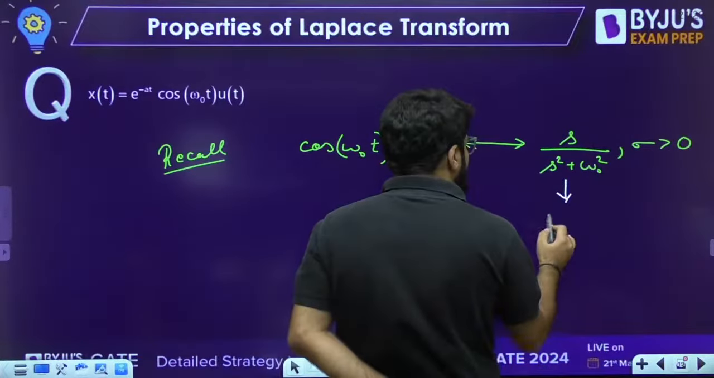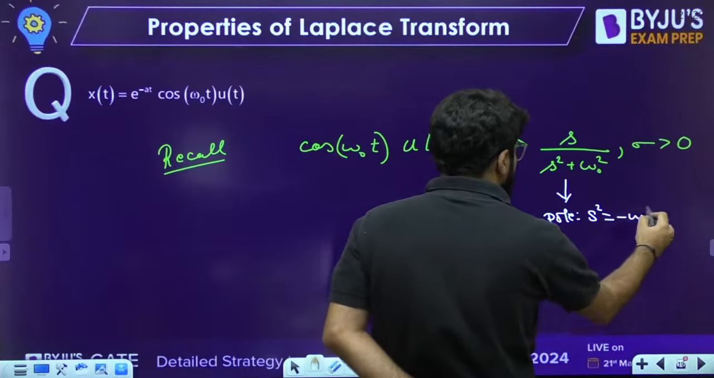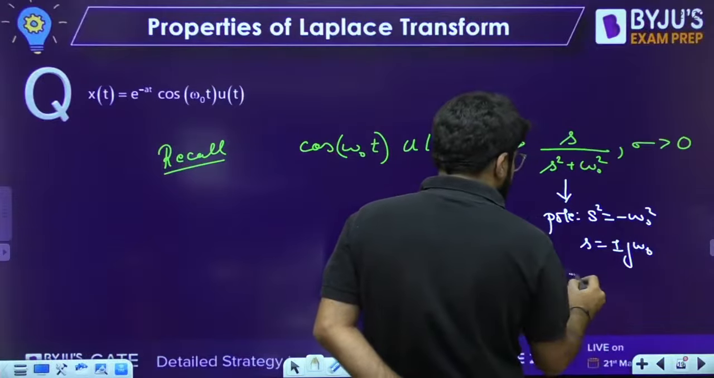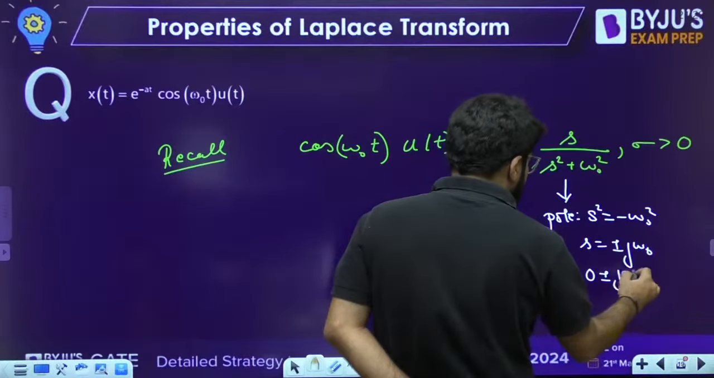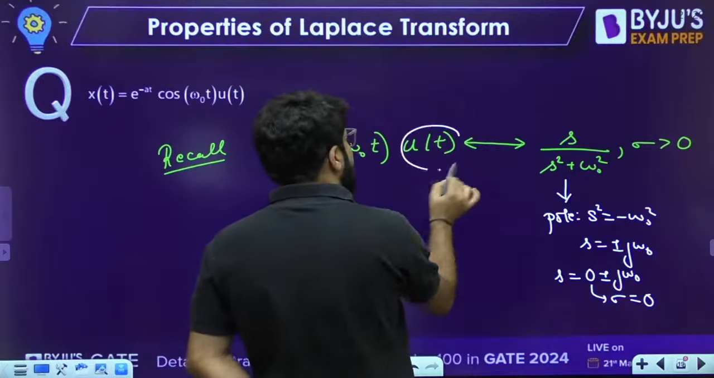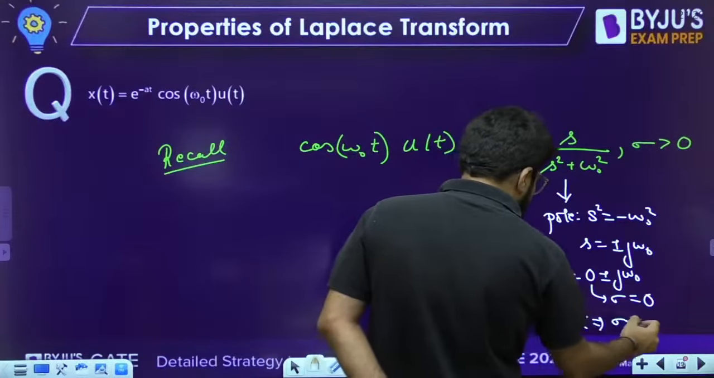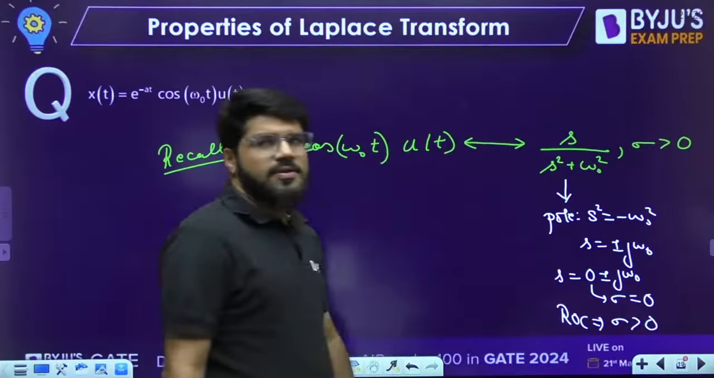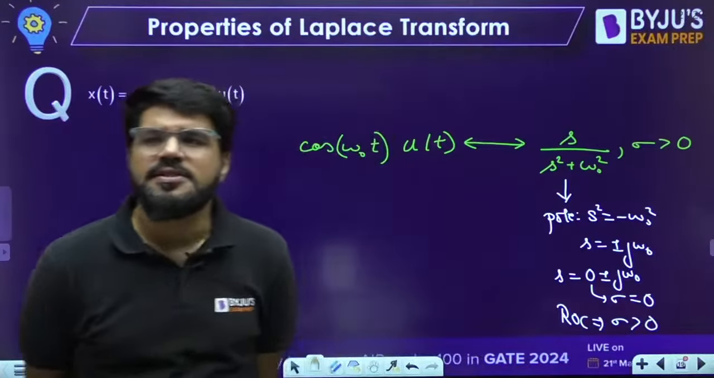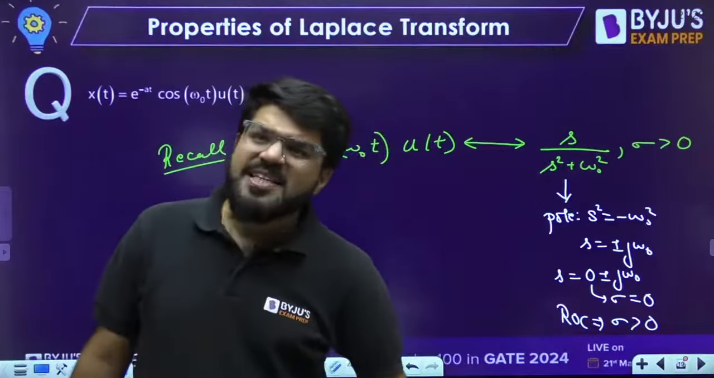What is the pole? S square equals minus omega naught square, so S is equal to plus minus j omega naught. That is, S is equal to 0 plus minus j omega naught. So sigma is 0. The signal is right sided, u(t) means right sided, so the ROC is sigma greater than 0. If it was left sided, sigma less than 0. But because it is right sided, sigma greater than 0. That is what I have written. But this is for the cosine signal.